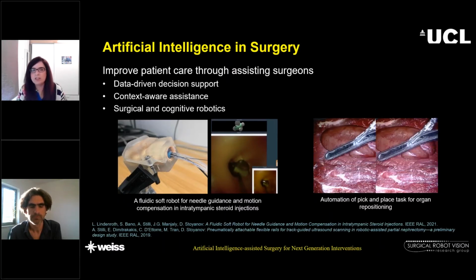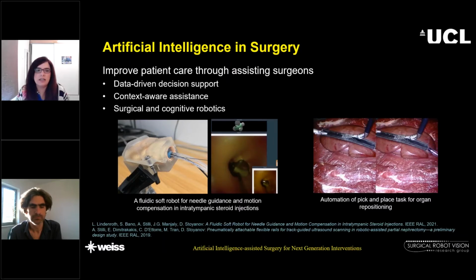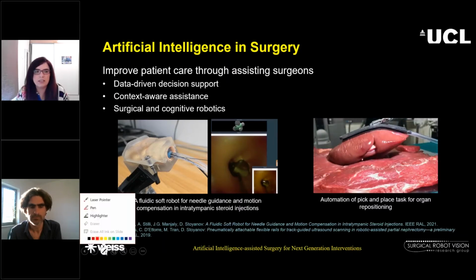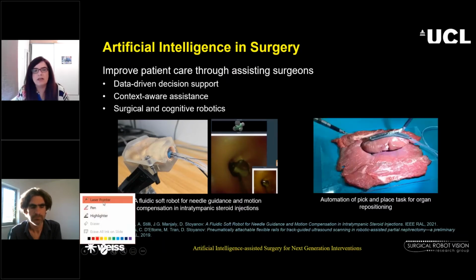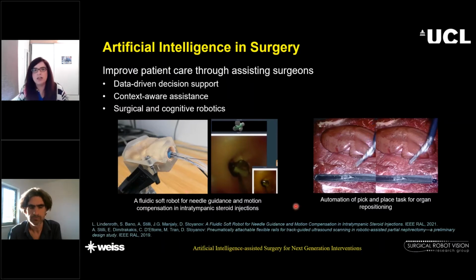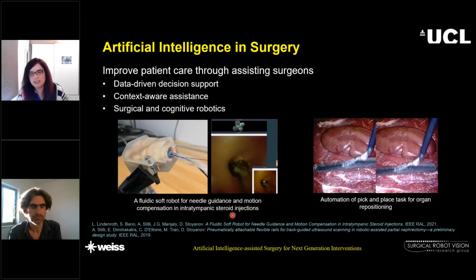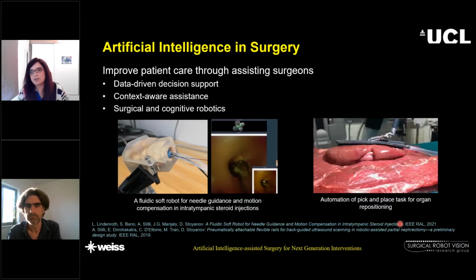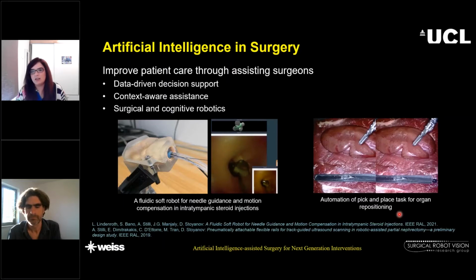and at the same time, of course, support the surgeon. So in these two examples, you see a soft robot that we have been developing at WISE, that is for intratympanic steroid injection. And over here is a pneumatically attachable flexible rail, which is showing a pick and place task for organ repositioning.